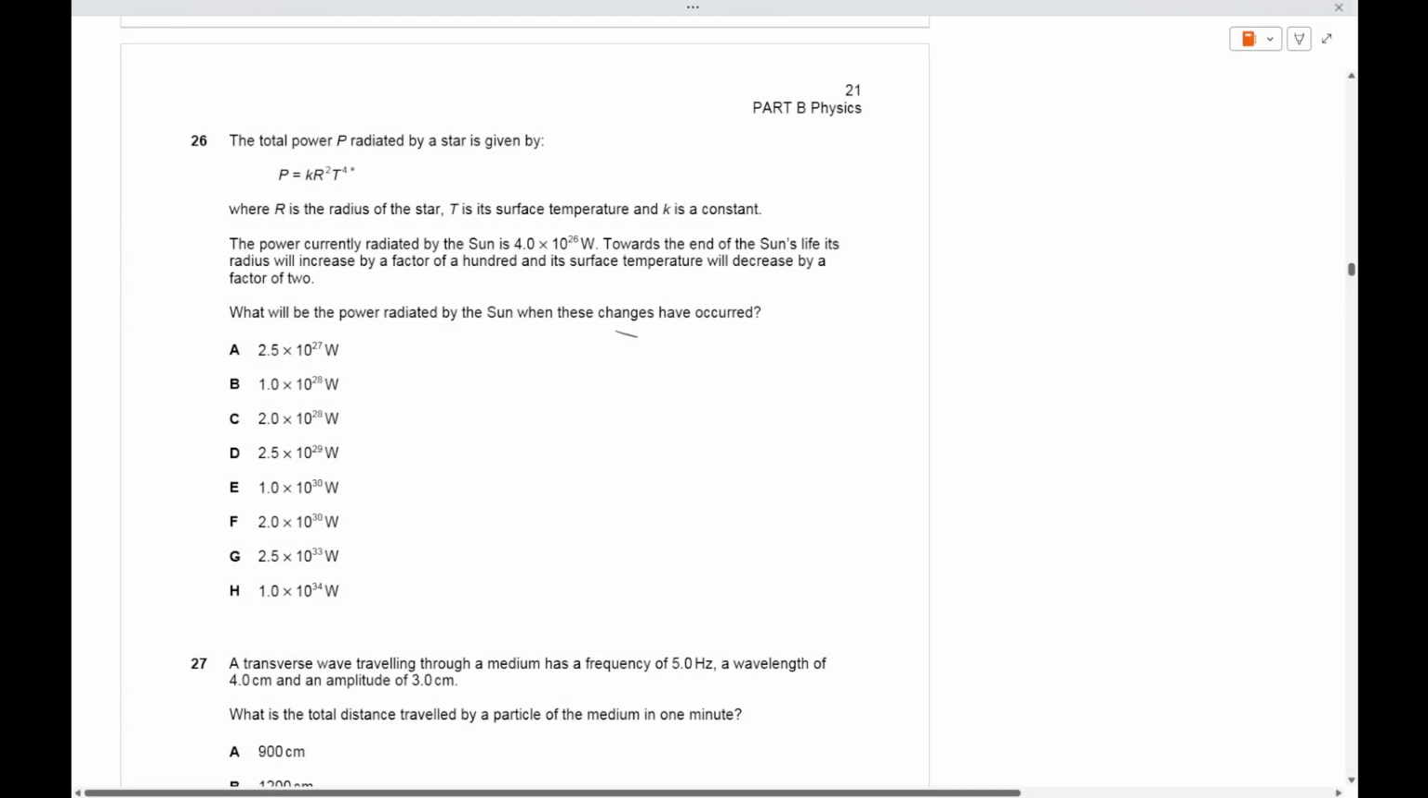So for this question, they give us the formula we have to use. They give us then the initial power. Okay. So what we know is that by the end, the radius is going to increase by a factor of 10. So the new radius is going to be 10R.